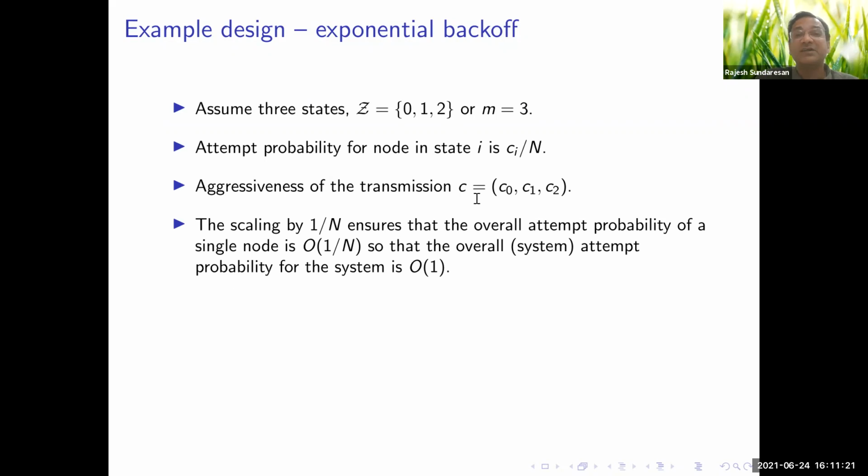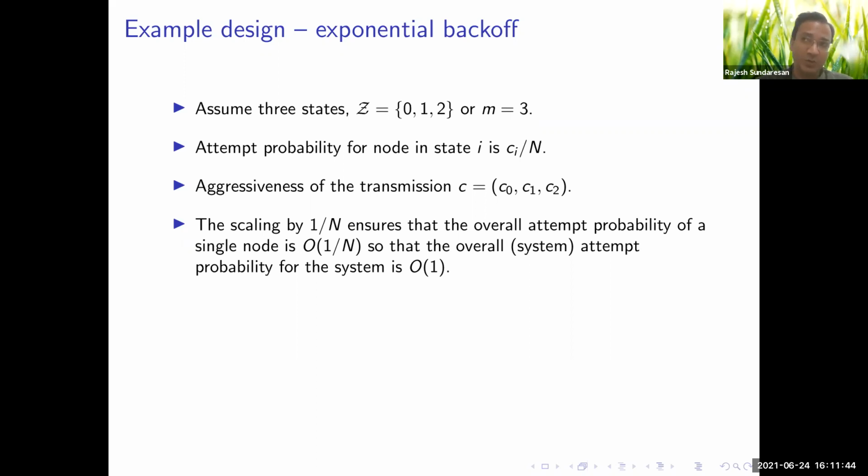The Ci actually codifies the aggressiveness of the transmission, as I already described. And the scaling by n is to ensure that the overall system attempt probability is of the order 1. So if you notice here, if the attempt probability for a particular node is Ci by n, then there are n nodes in the system.